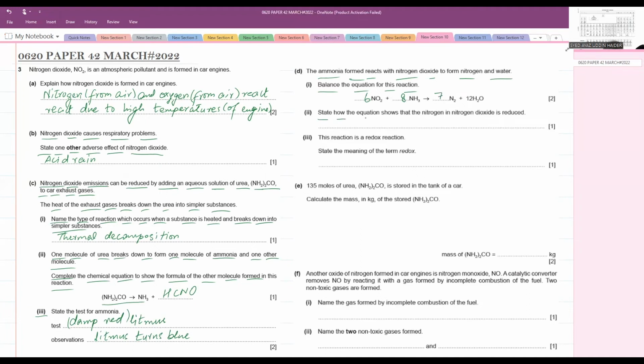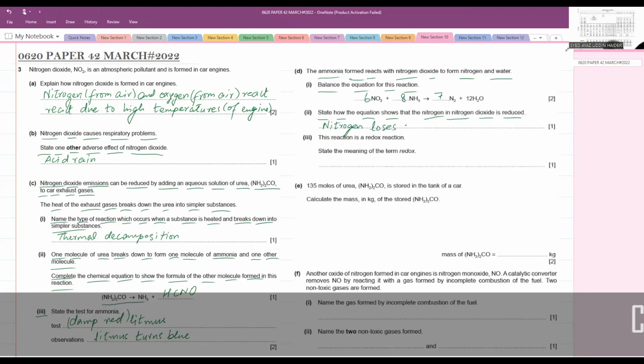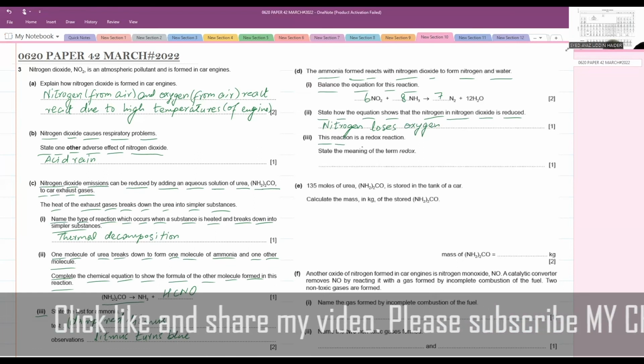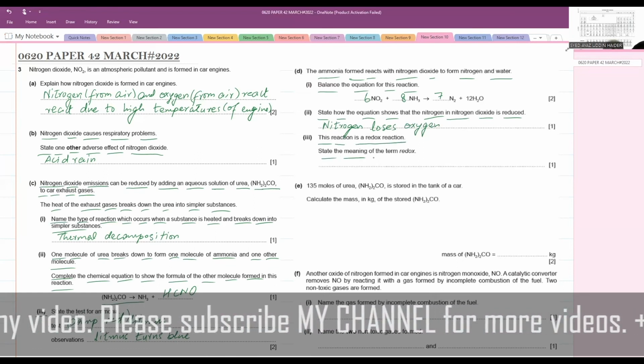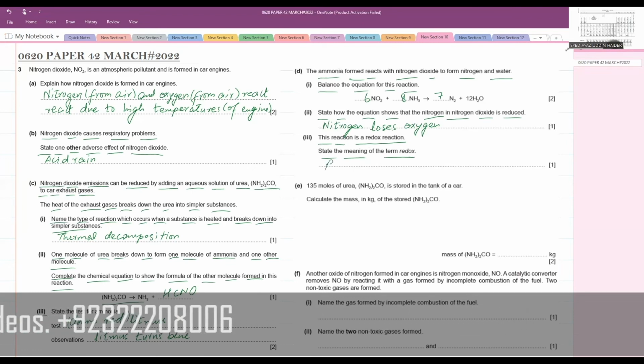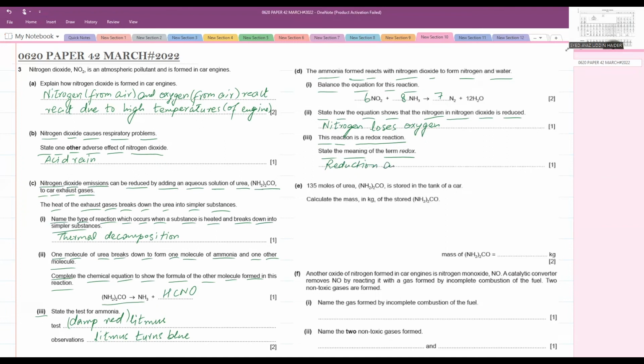Part 2: state how the equation shows that nitrogen in nitrogen dioxide is reduced. Very simple. You simply write nitrogen loses oxygen. Next part, this reaction is a redox reaction. State the meaning of the term redox. A conceptual question: reduction and oxidation occur. Simple as that. Reduction and oxidation occur.